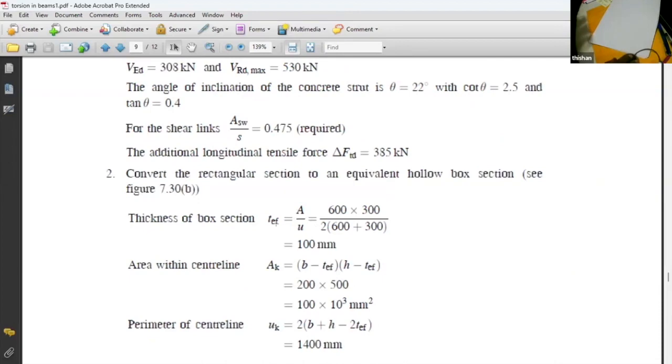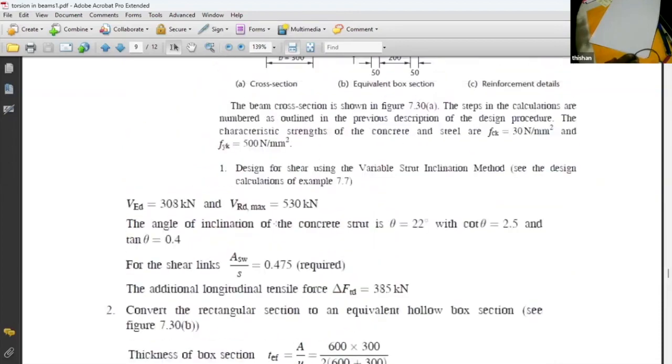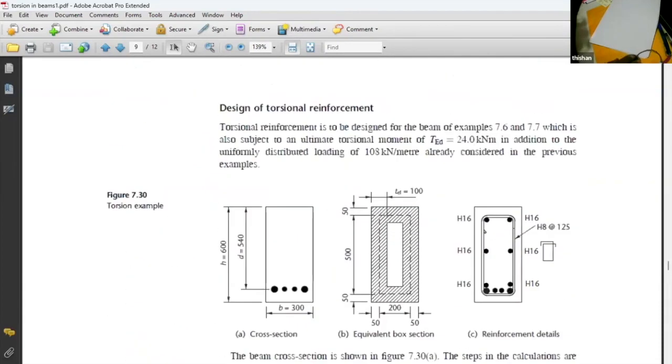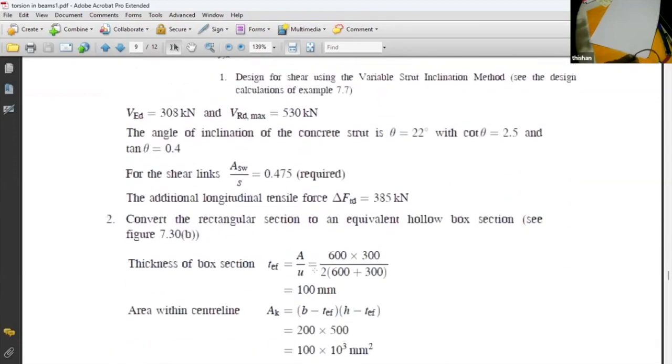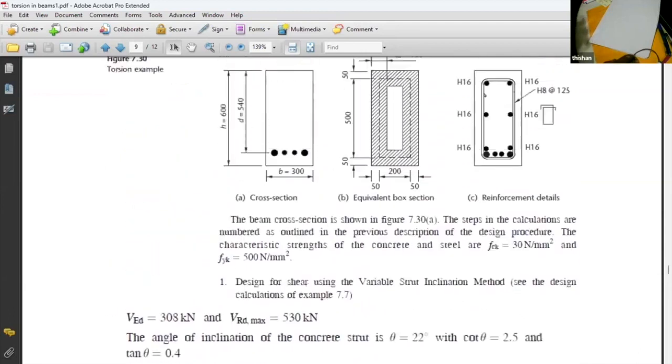Effective thickness is area divided by perimeter. Area is 600 by 300. Perimeter is 900 plus 900, which is 1800. So 600 by 300 divided by 1800 gives 100 millimeter. So that is the effective thickness. Is that clear? Yes, that is clear.